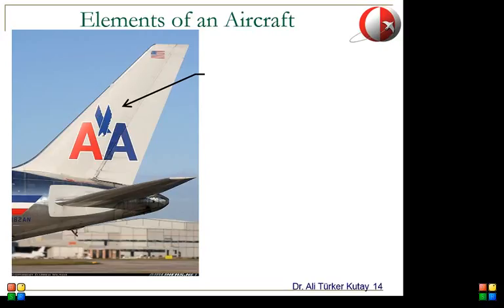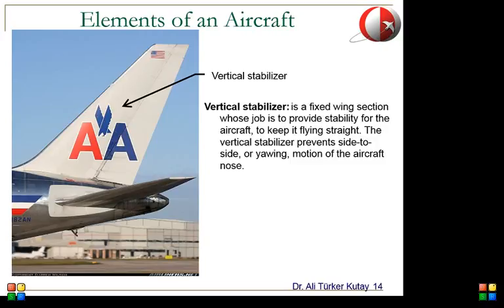So the last item was the wing, main wings. And then for conventional aircraft, there are smaller wing sections at the tail. So this is the vertical one. This is called the vertical stabilizer. So let me just read the definition here. It's a fixed wing section whose job is to provide stability for the aircraft, which means it helps the airplane keep flying straight. The vertical stabilizer prevents unwanted side-to-side or yawing motion of the aircraft.